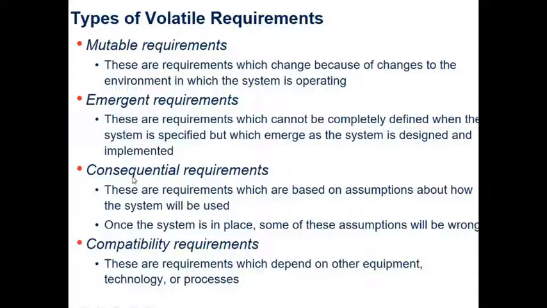Then you have consequential requirements. These are requirements which are based on assumptions about how the system will be used. Once the system is in place, some of these assumptions will be wrong. Right? So as a consequence of our assumptions, we come up with some requirements, and they may change if our assumptions were wrong. These are consequential requirements. Compatibility requirements, these are requirements which depend on other equipment, technology, or processes.